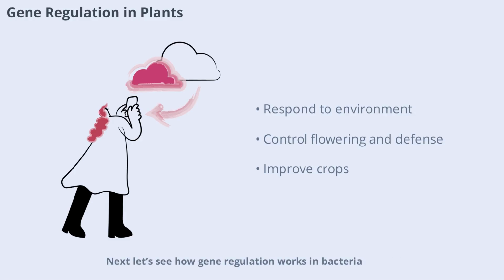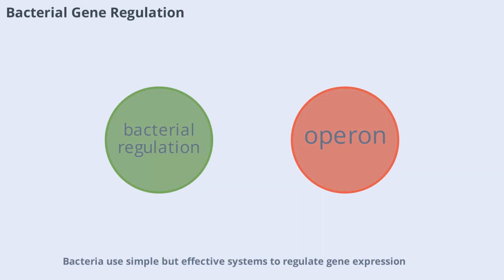Next, let's see how gene regulation works in bacteria. Bacteria use simple but effective systems to regulate gene expression. The lac operon is a classic example, allowing bacteria to turn on genes for lactose digestion only when lactose is present. These regulatory systems help bacteria adapt quickly to changing environments. Studying bacterial gene regulation has provided key insights into basic genetic principles.